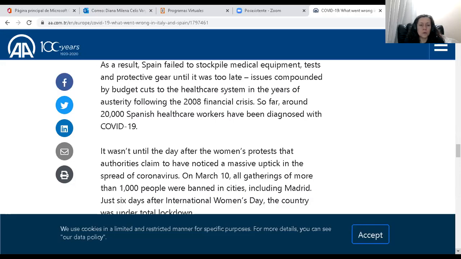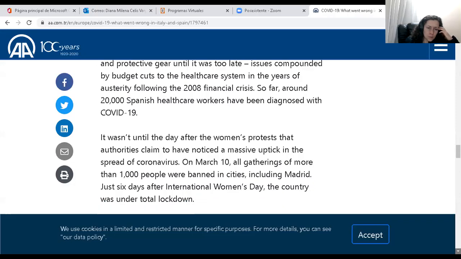It was not until the day after the women's protest that authorities claimed to have noticed a massive uptick in the spread of coronavirus. On March 10, all gatherings of more than 1,000 people were banned in cities including Madrid. Just 6 days after International Women's Day, the country was under total lockdown.